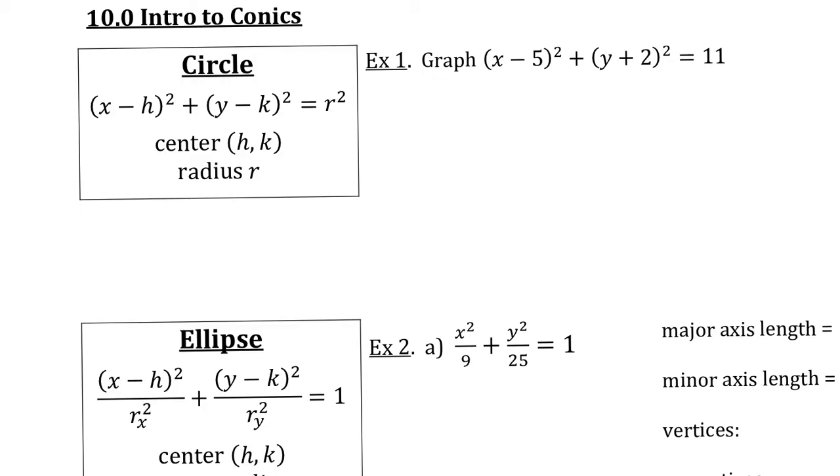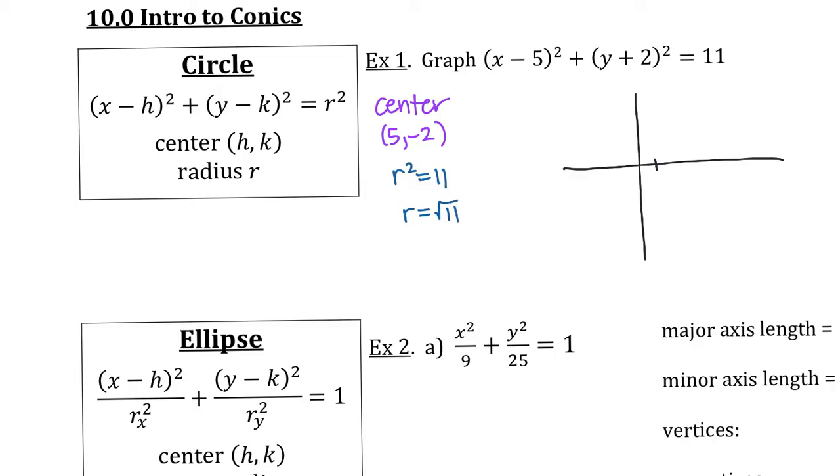The center of this is (5, -2). The radius squared is equal to 11, which means the radius is equal to the square root of 11. And I'm going to go ahead and sketch my graph. Okay, the center is at (5, -2). 1, 2, 3, 4, 5, -2.